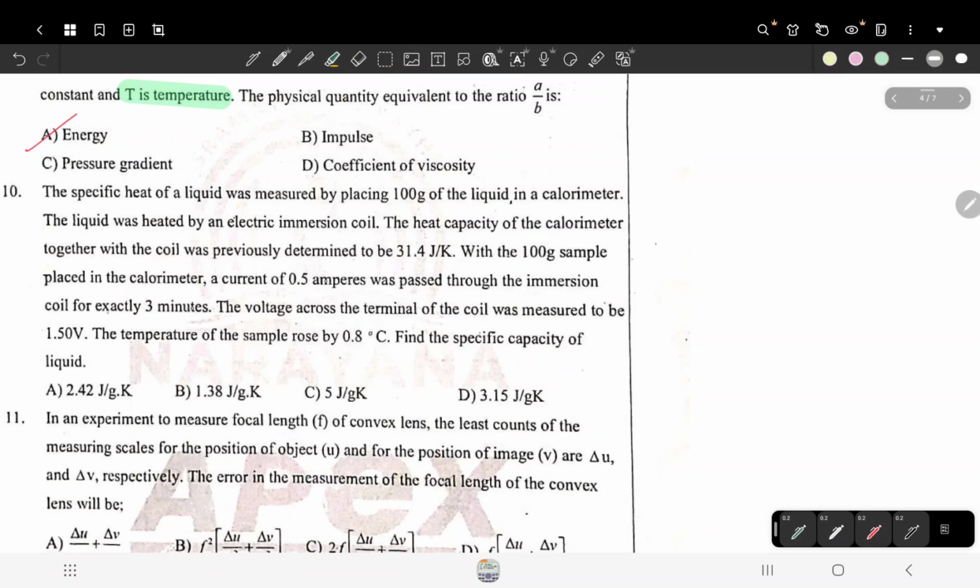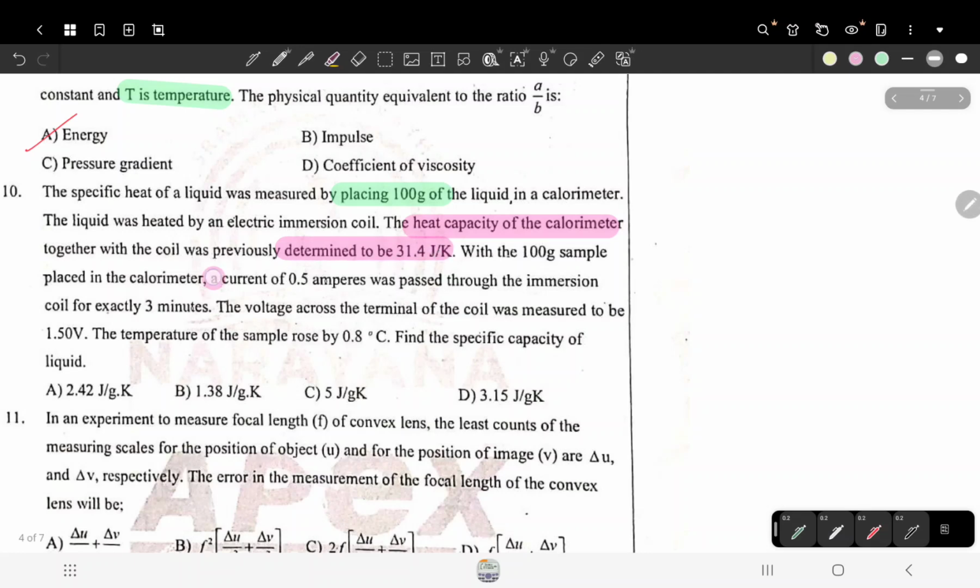Okay, let me find out the values. The specific heat of a liquid was measured by placing 100 grams of liquid. So we have the mass of the liquid as 100 grams, and the heat capacity of the calorimeter was found to be 31.4 with the 100 gram sample placed in the calorimeter.